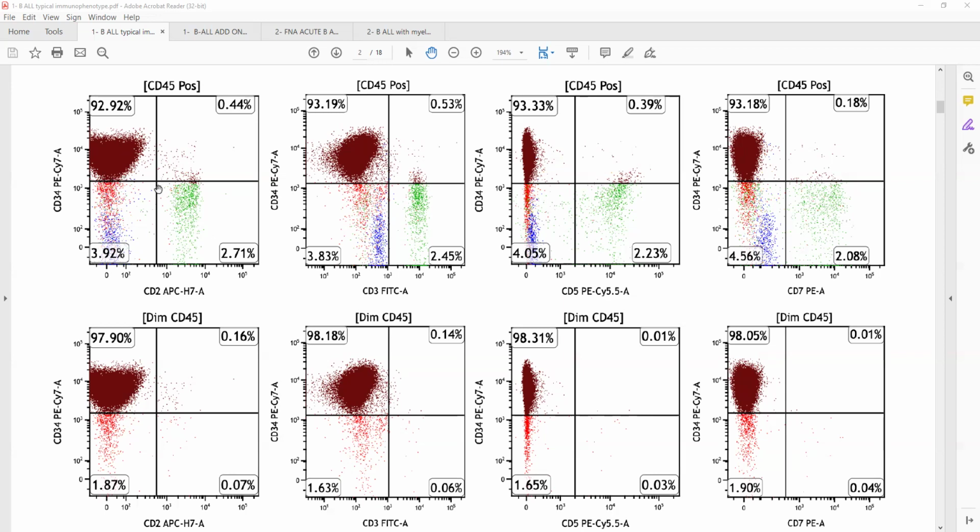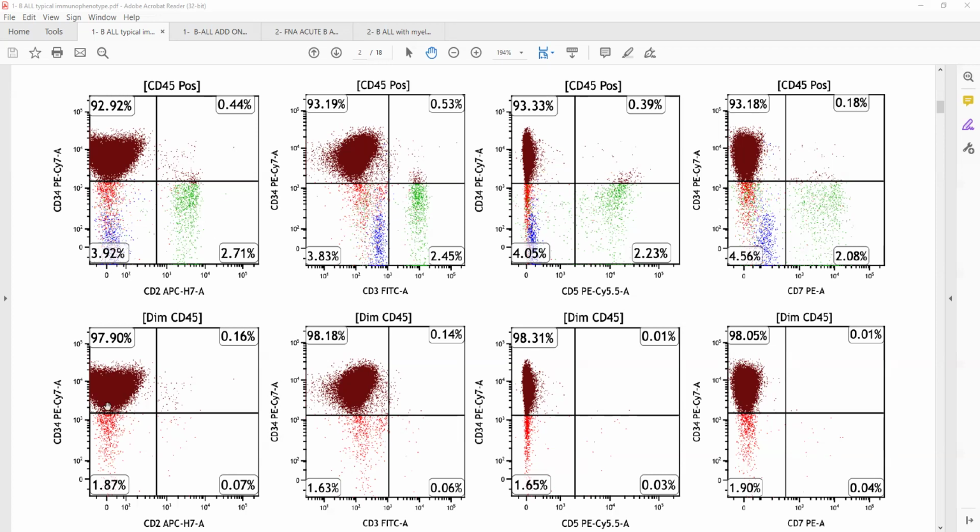How do we draw these lines? We draw these lines using internal controls as much as possible. For example, in this case here, we do have this green population, which is our T-cell population. And then in blue, we have our granulocyte population. And we know that T-cells are positive for CD2, and we know that granulocytes are negative for CD2. So we draw this line in the middle of these two populations, the green population and the blue population.